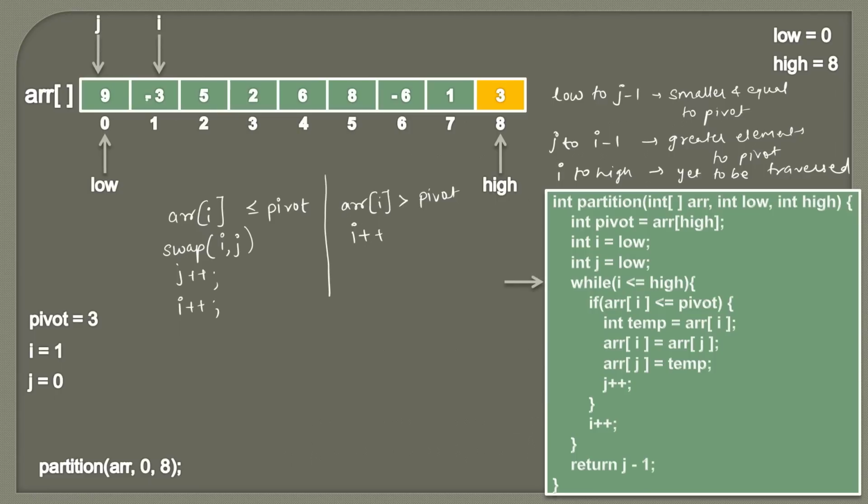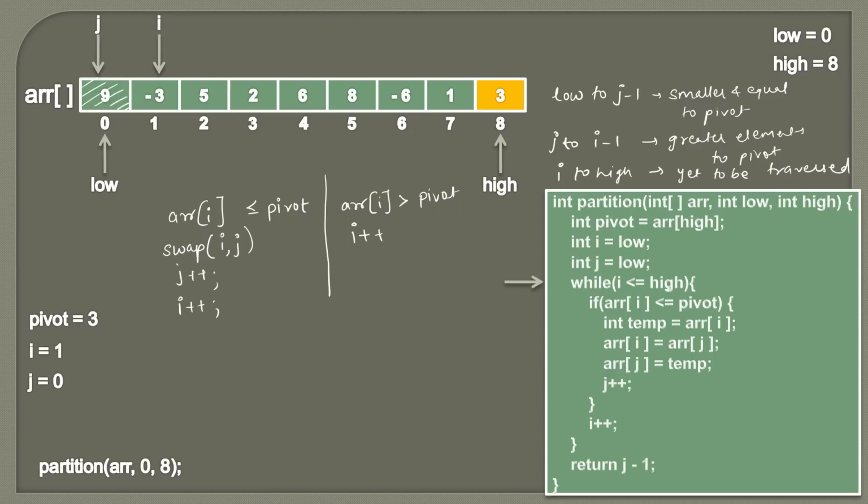So here you can see why we traversed i one step ahead when the pivot was lesser than array of i. 9 was greater than 3, so the greater element should lie from j to i-1. So here you can see j to i-1. This is the only range which helps us figure out that it holds the elements greater than the pivot. You will understand more about these two ranges and these two points when we traverse ahead.